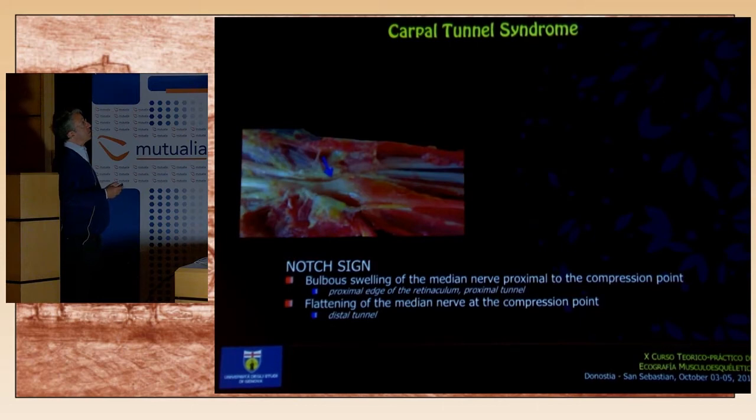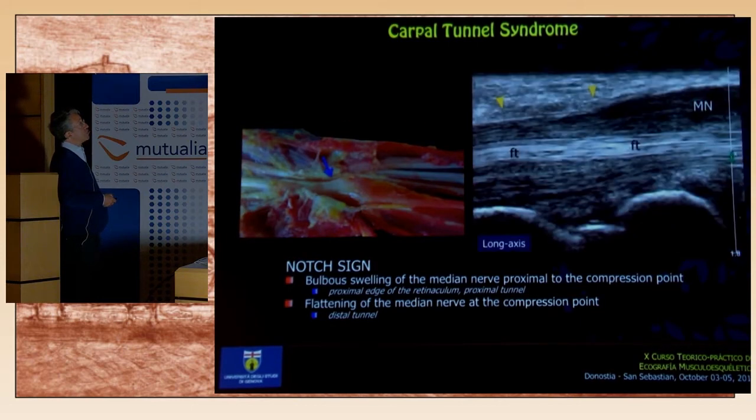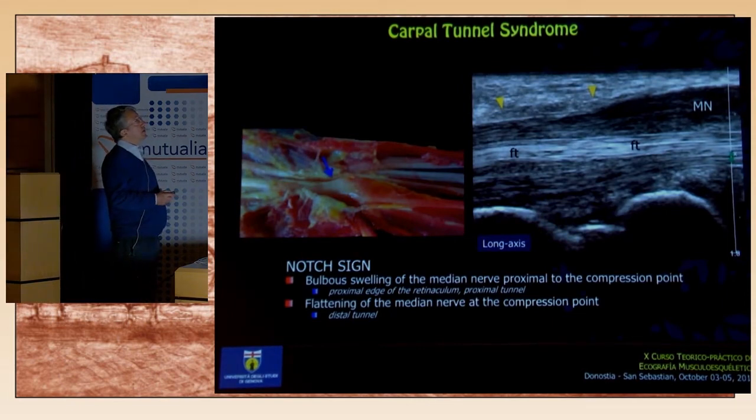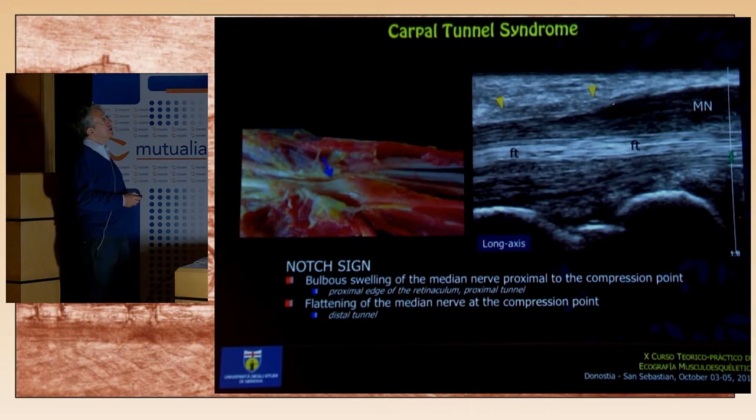What to see in a patient with carpal tunnel syndrome? Swelling of the nerve proximal to the compression point, and this is the most important sign. This sign is, in general, appreciated not at the level of the proximal tunnel or at the level of the pisiform, as reported in many papers, but in general it's located at the proximal boundary of the retinaculum. This is a sign of impingement between the nerve and the proximal boundary. The flattening of the nerve within the tunnel is less important as a sign.